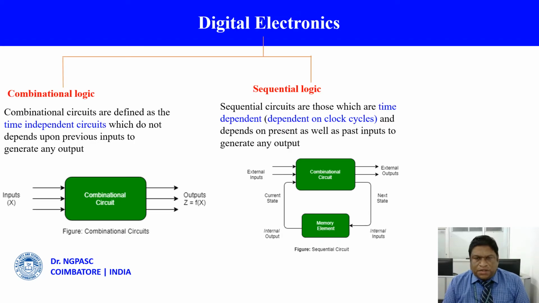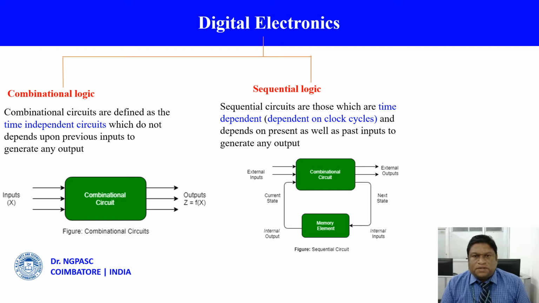Digital logic electronics can be split into two major types of circuits. One is combinational logic circuits and the other is sequential logic circuits. One is a time independent circuit, the other is a time dependent circuit, which means combinational logic depends only on the current input. So you have an input and you get a corresponding output. For example, adder, subtractor, half adder and full adder are examples of combinational circuits.